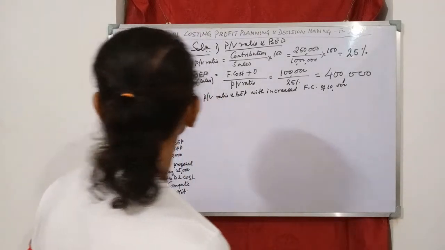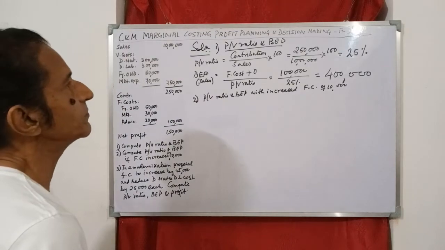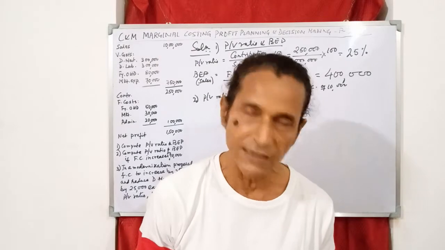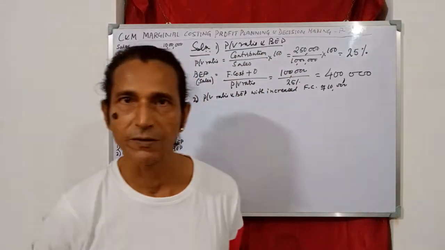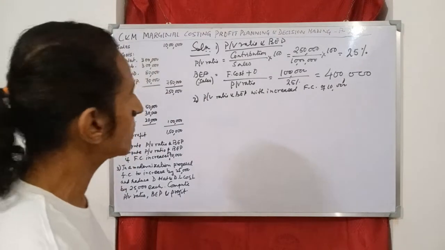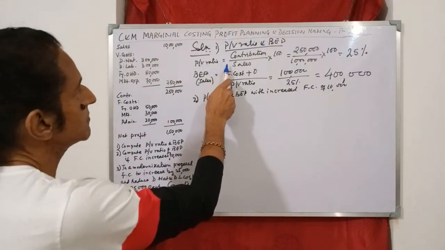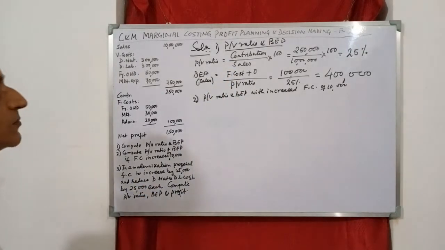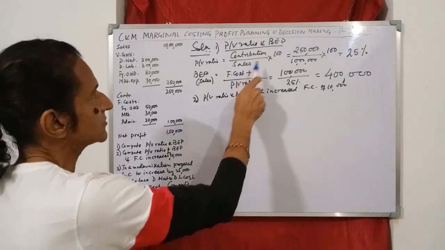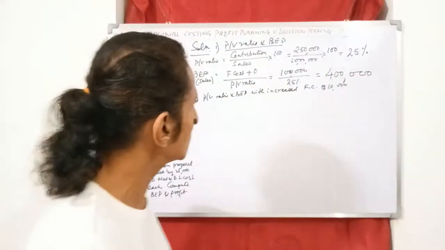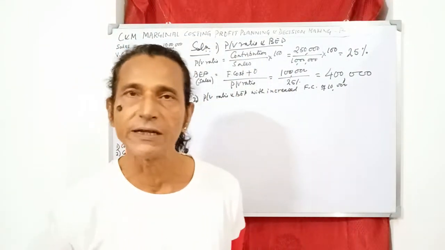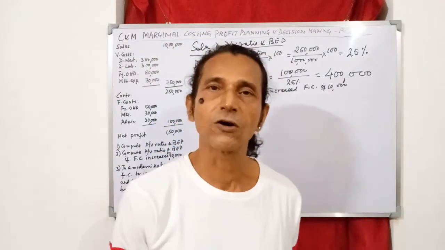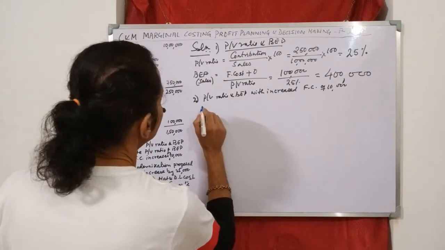Now you see, there won't be any change in PV ratio because PV ratio formula does not contain fixed cost elements. What is the formula of PV ratio? Contribution by sales, and contribution is what? Sales minus variable cost is contribution. That divided by sales into 100 is the PV ratio. So whatever increase or decrease in fixed cost is made by the firm, there is no effect on the PV ratio.